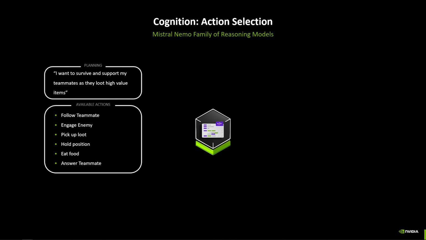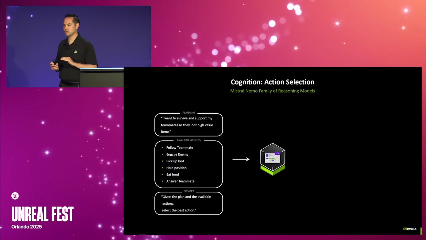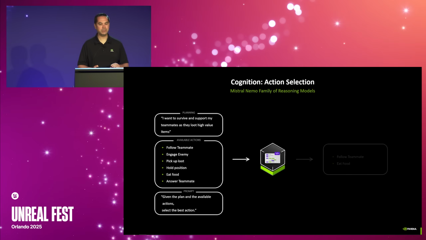But there's different actions that the bot can take, whether they can follow you, engage with the enemy, pick up loot, hold position, eat food, or maybe answer a teammate. Those are the available actions in your game engine. But the motivation here, the prompt I'm sending to this SLM on device, given this plan and the available actions, select the best one. We feed all this information to the SLM. This is running on device, and it can choose the best response here.